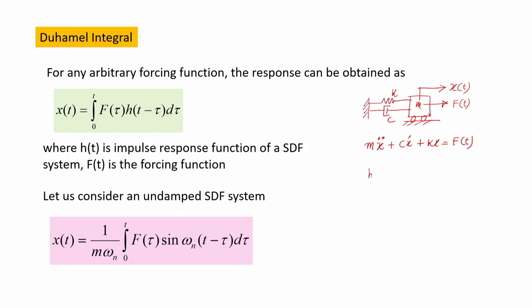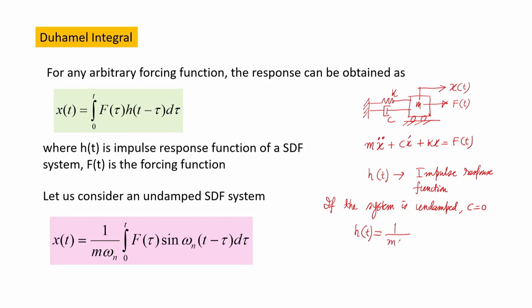So h t is your impulse response function, which is the most important function required for the Duhamel integral. If the system is undamped, then we take c as 0. So in that case, the impulse response function will be 1 divided by m omega n sine omega n t, where omega n is the natural frequency of the system and m is the mass of the single degree of freedom oscillator, and it is given as a sine function.